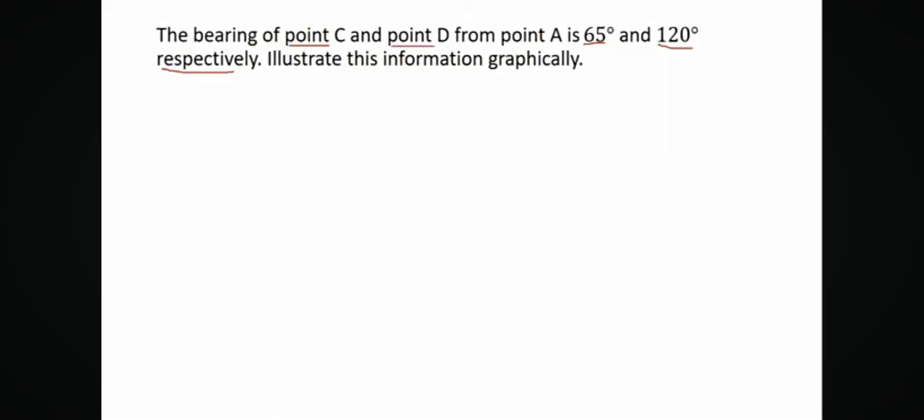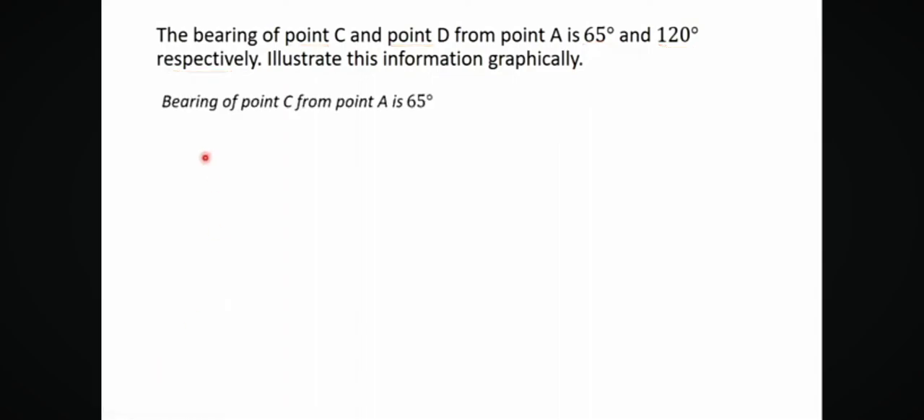So the bearing of point C and point D from point A is 65 degrees and 120 degrees respectively, meaning that the bearing of point C from point A is 65 degrees and the bearing of point D from point A is 120 degrees. That is the meaning of the word respectively that has been placed after 65 degrees and 120 degrees. So from this question, we can see that we have two bearings here.